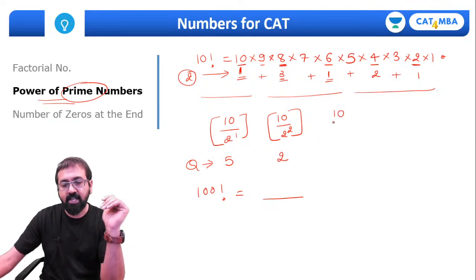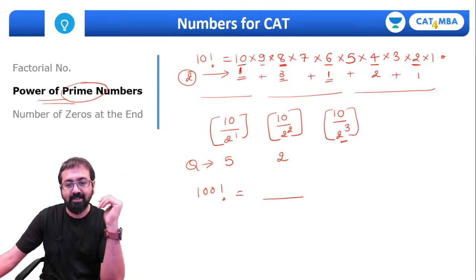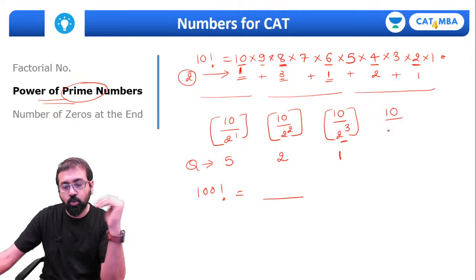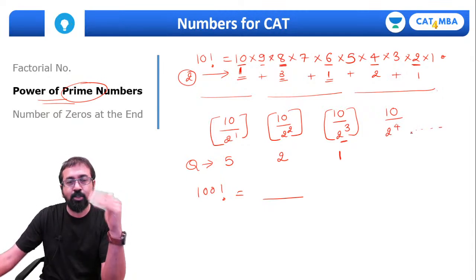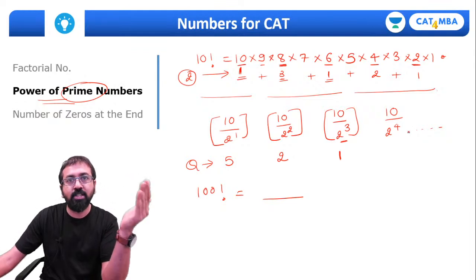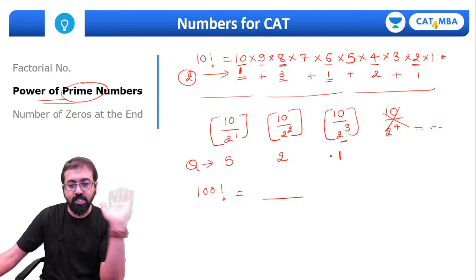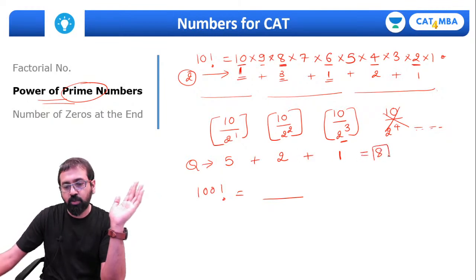Then you need to divide 10 by 2 cube. What will be the quotient when you divide 10 by 8? 2 cube is 8, and 8 ones are 8, so the quotient will be 1, right? Then you keep going further. What will be the quotient when I divide 10 by 2 raised to 4 or 2 raised to 5 and so on? Can I say 2 raised to 4, 2 raised to 5 and so on are more than 10? So the quotient is going to be 0. We don't need to check further. We just need to check up to this, right? So this is the power of 2 in 10 factorial.